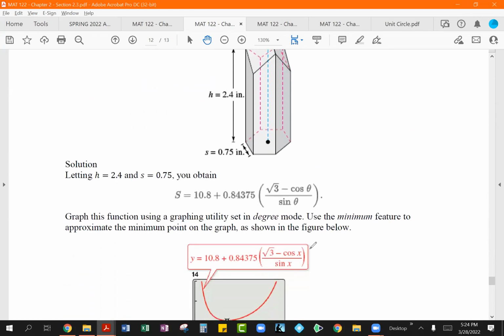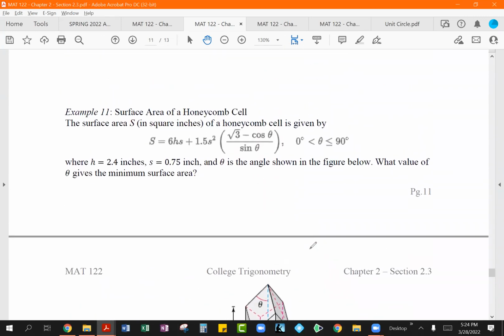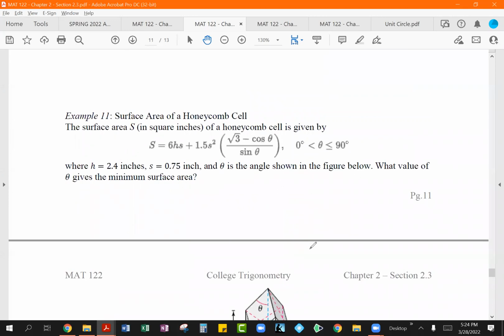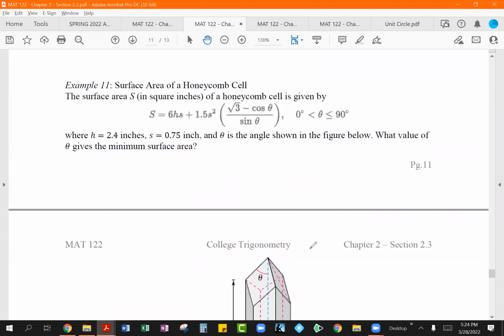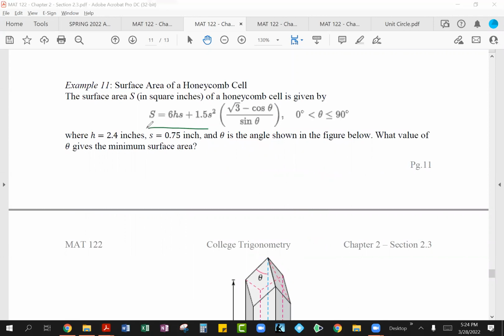Here's another example, and I just thought this was a neat example of showing how we can use trigonometry in an application. It's giving you the equation and then some of the values, and you're literally simplifying it. So here's the equation. They're telling you your theta value is between 0 and 90 degrees, so the first quadrant. Then they're telling you the height is 2.4 inches. So that's the H value here, where your S, that's not the surface area, the side, I think, of the honeycomb is 0.75 inch. So that's the S you have over here.